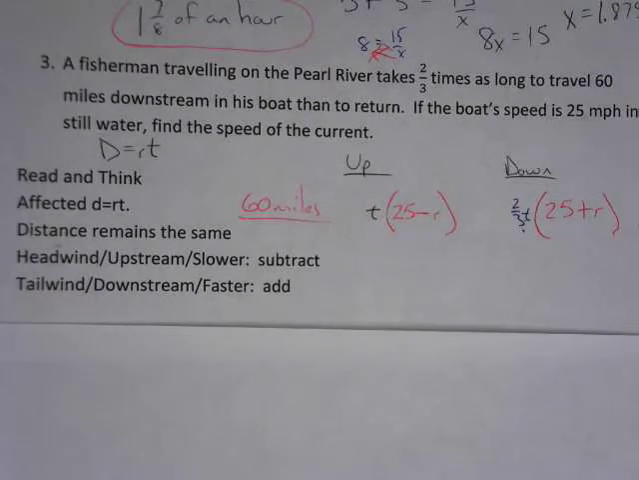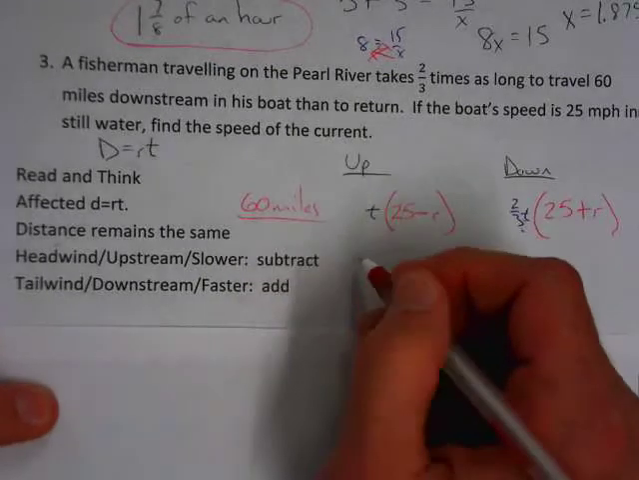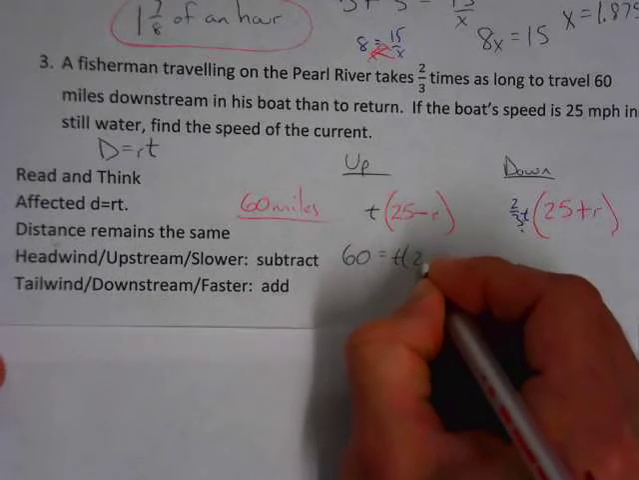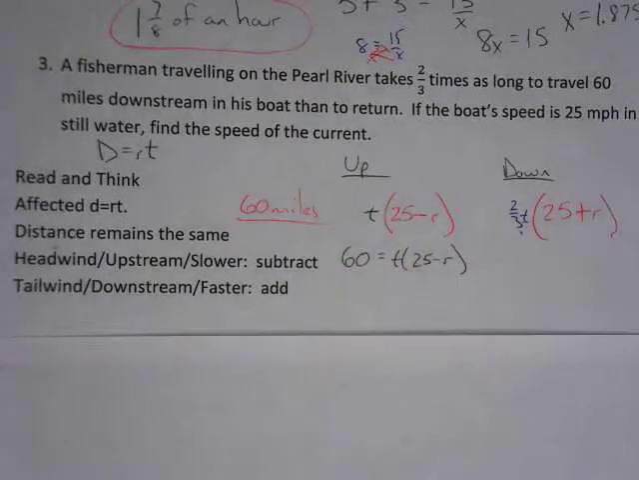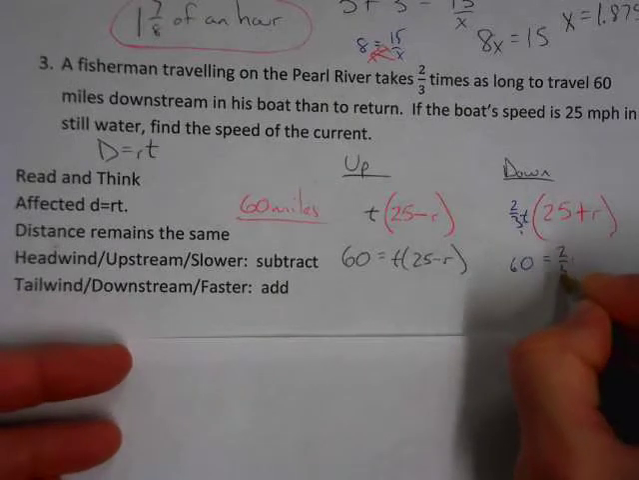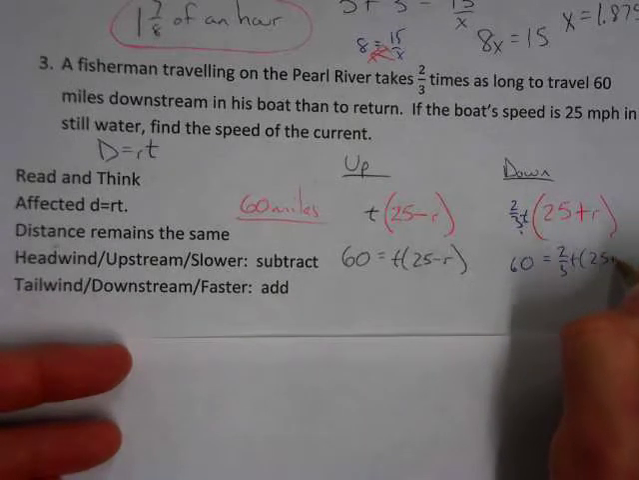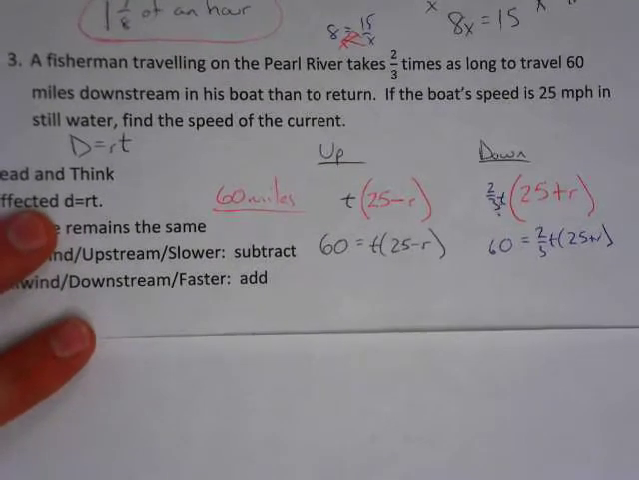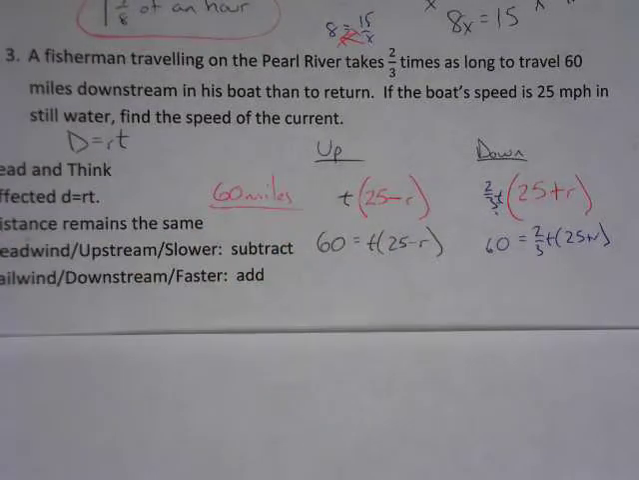Okay, so here's the deal. We now have a system of equations. We have 60 equals T times 25 minus R. And then here we have 60 equals 2/3 T times 25 plus R. We now have a system of equations. So that means we can solve one for one variable and then solve for the other variable.